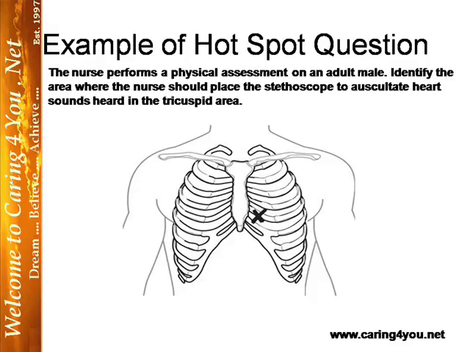The nurse performs a physical assessment on a client, an adult male. Identify the area where the nurse should place the stethoscope to auscultate heart sounds heard in the tricuspid area. And then again, you are the one that puts the X here. The X will not be there.